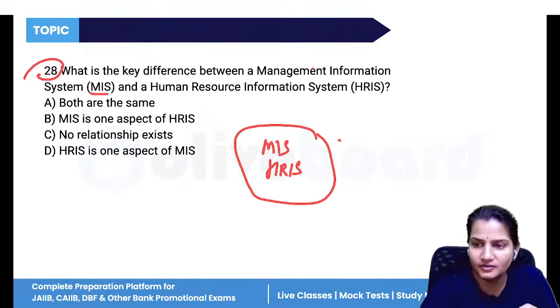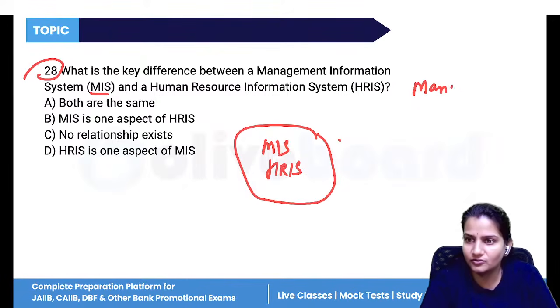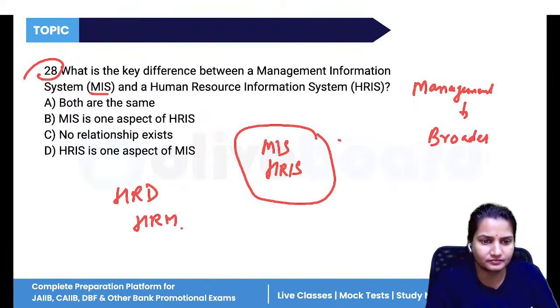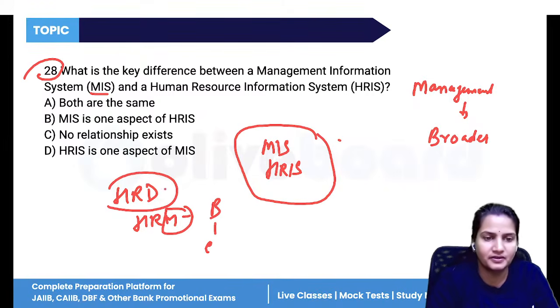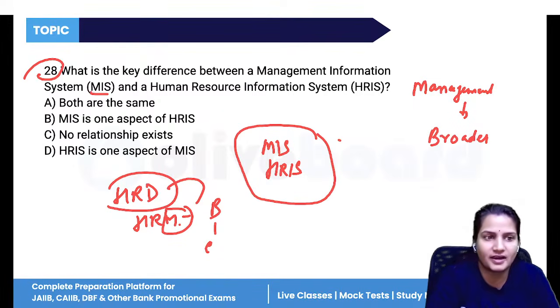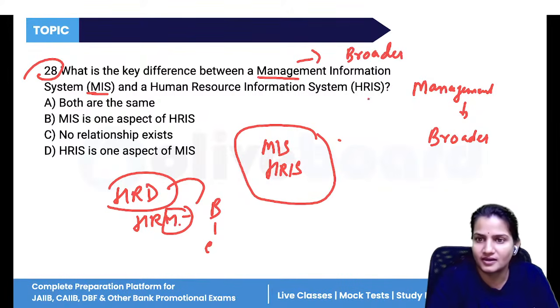I have already told you that anything related to management will have the broader scope. Like if I take the example of HRD and HR. Management will include all the activities, starting from the basics, and development is one part of HR. So anything that contains management has the broader scope. MIS, Management Information System, has a broader scope, and HRIS has a narrow scope.